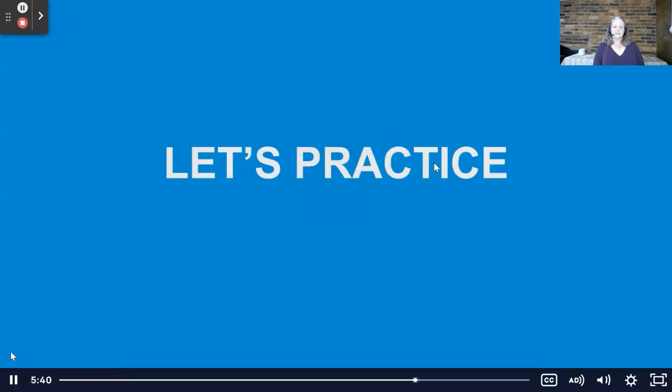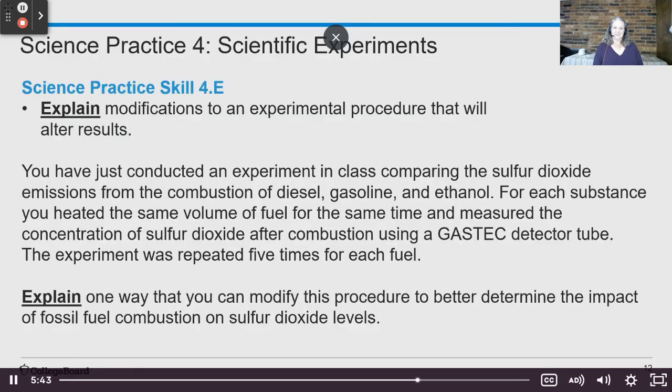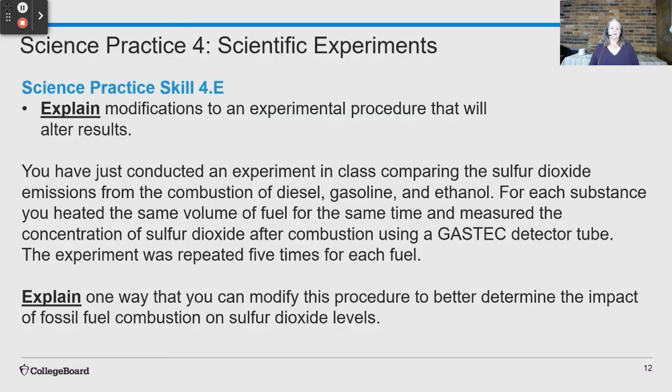So we want to practice with our science skill today, and our science skill is to explain modifications to an experimental procedure that could alter results. So I want you to pause the video and read this prompt. Okay, so we're going to explain one way that you could modify this procedure to better determine the impact of fossil fuel combustion on sulfur dioxide levels. Take a moment to think about how you would answer that.